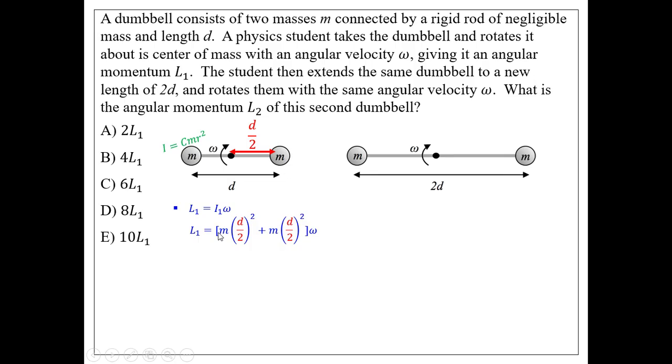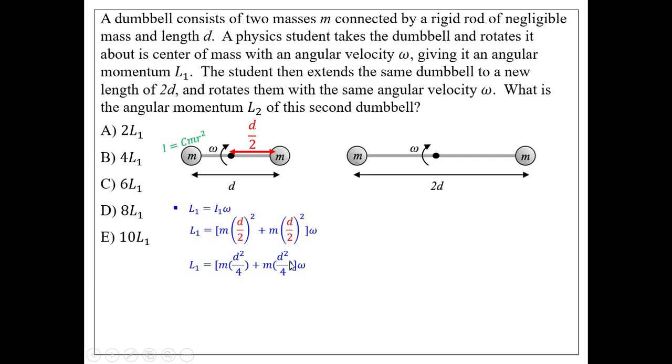At this point, if you want, you could just look at it and say symmetrically there are 2, so really you can just do 2 times MD squared over 2 here. But I'm just going to write it in individual terms so hopefully it's easier for you to follow. Inside the bracket, I have 2 of these because there are 2 masses. I'm just going to clean it up. The exponent gets distributed to the D and the 2, so it'd be D squared over 4.